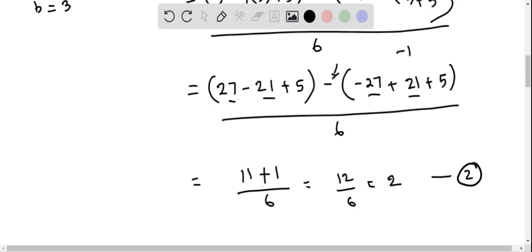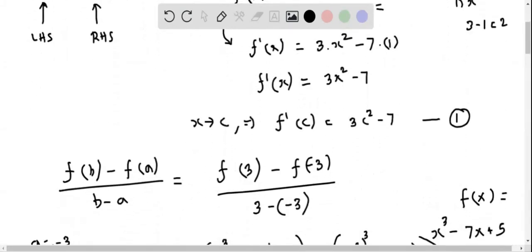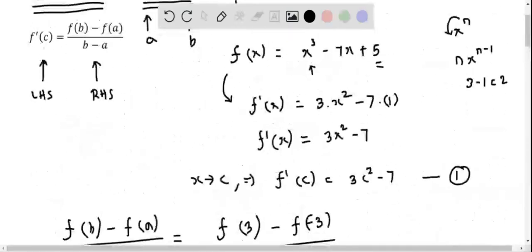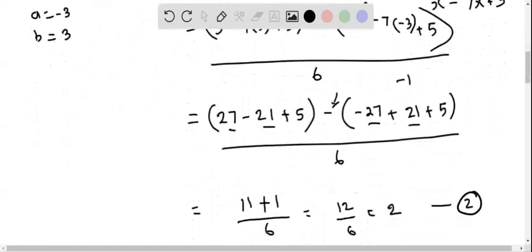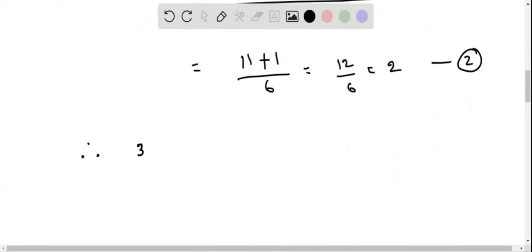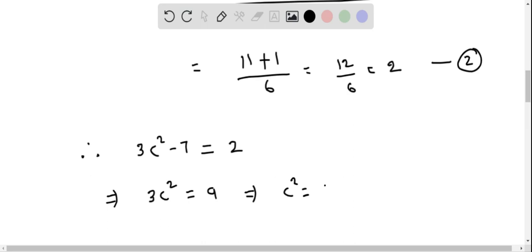So we have to determine the value of C, which means we have to set equation 1 and equation 2 equal, as given by the mean value theorem. So we have 3c squared minus 7 on the left side, and the right side expression is evaluated as 2 using equation 2. So 3c squared minus 7 is equal to 2. We have set up this equation. From this we have to determine the value of c. So I'm going to add 7 to both sides, which means I get 3c squared equal to 9. Now divide both sides by 3. I get c squared equals 3, which means if I take the square root, I get c equal to plus or minus root 3.